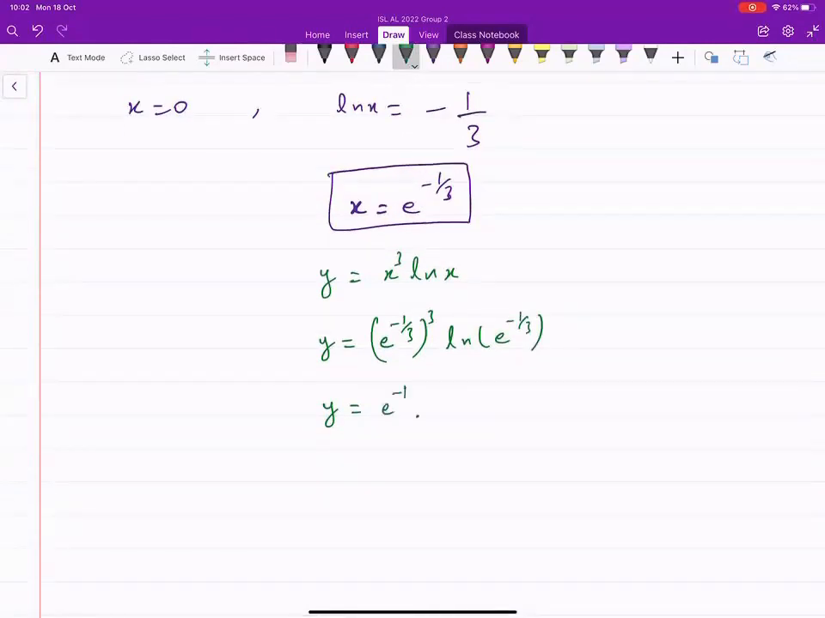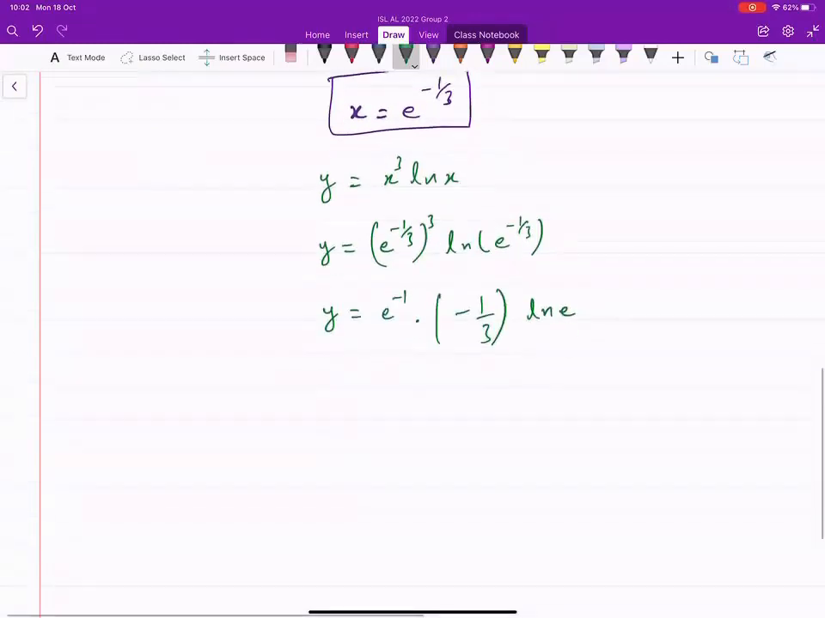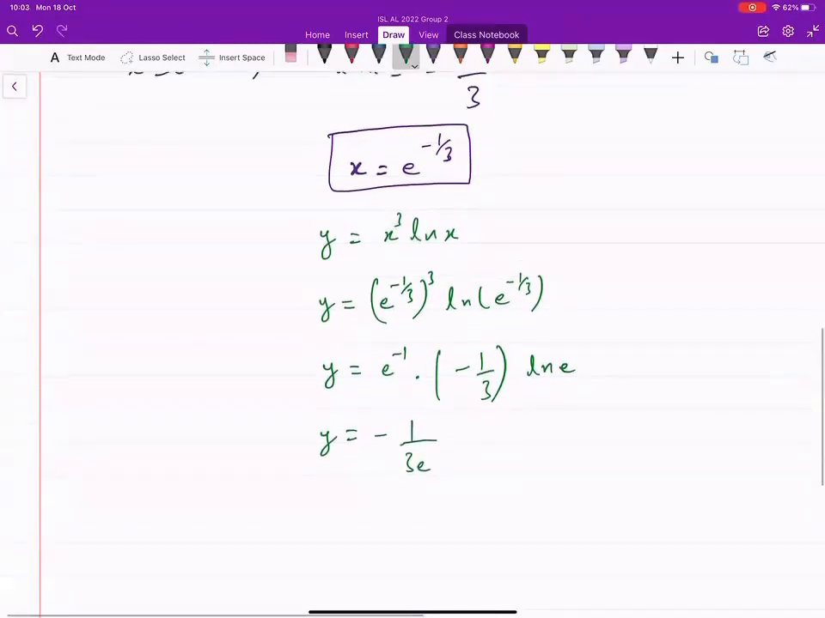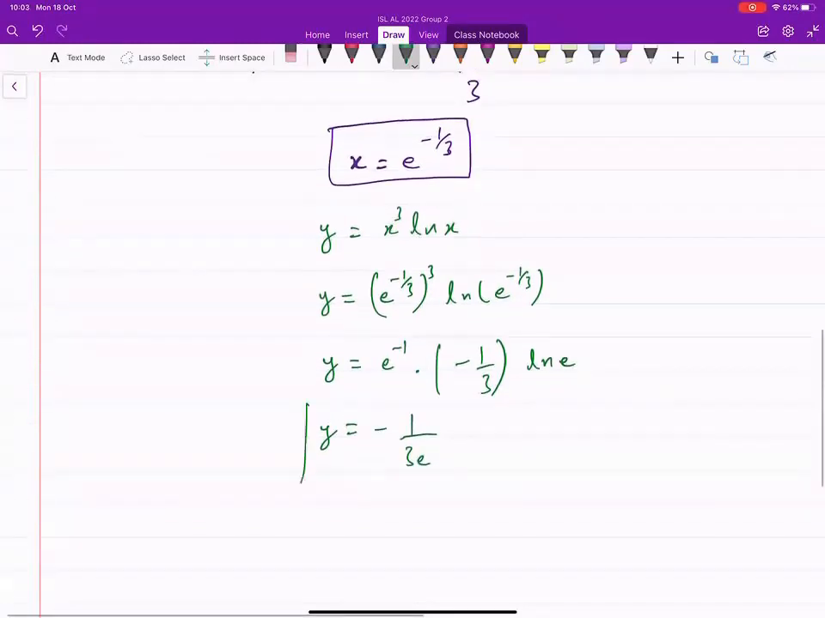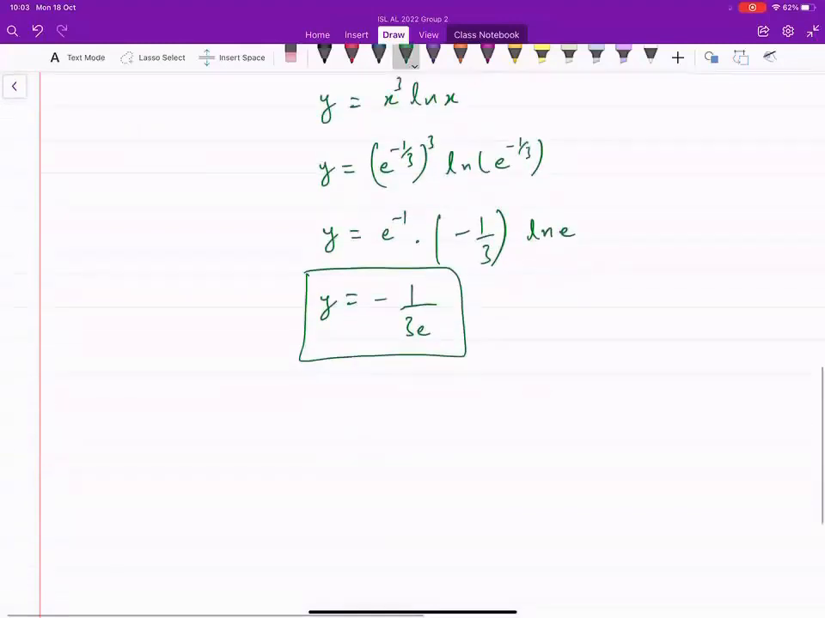What does this become? e raised to power minus 1 into minus 1 over 3 ln of e, ln e 1 होता है, so we get y equals minus 1 over 3 e raised to power minus 1, or we can say this is minus 1 over 3e. That is the y coordinate. x और y coordinate आ गए हमारे पास point m के यहाँ पे. एग्जैक्ट कहा था उसने.